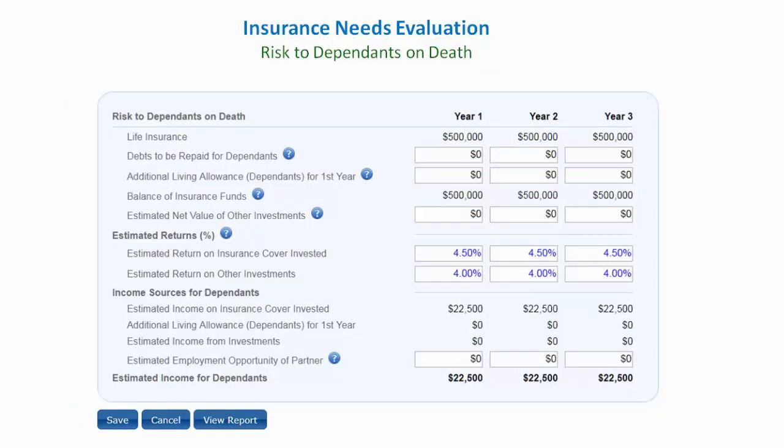In this section, dealing with financial needs of your dependents should you die, you will be asked to complete the following: debts to be repaid, an additional living allowance for the first year, giving your family time to grieve and get their finances in order, the estimated net value of investments from which your family can earn an income, and any salary your partner may earn to help support the family. This is a very detailed assessment and something you may like to discuss with your insurance broker or financial advisor. You may like to send your insurance broker a copy of this insurance needs evaluation.